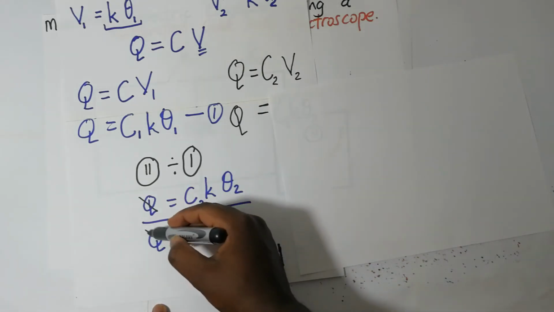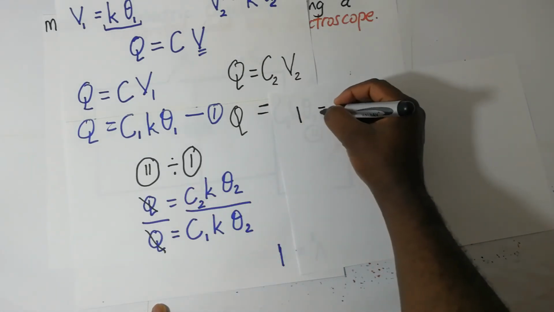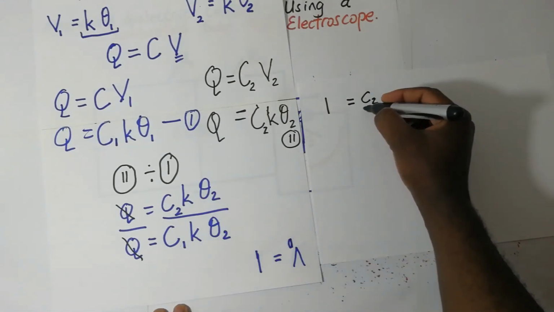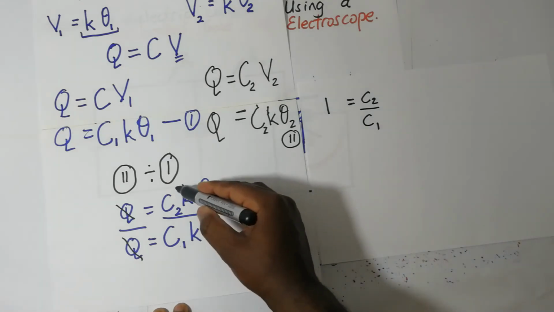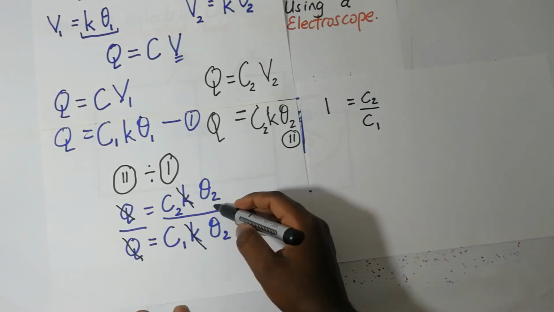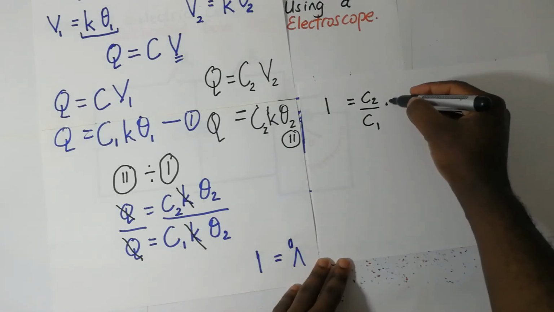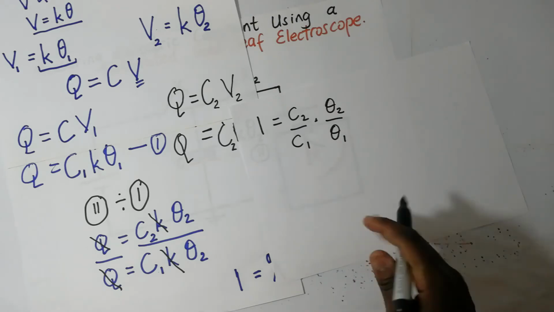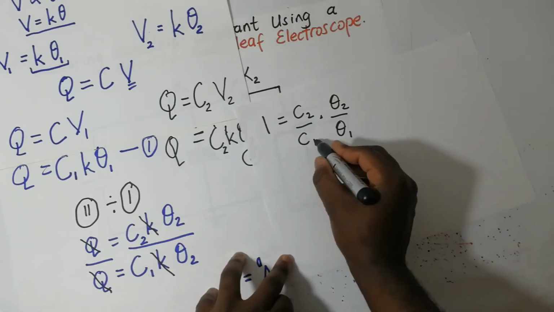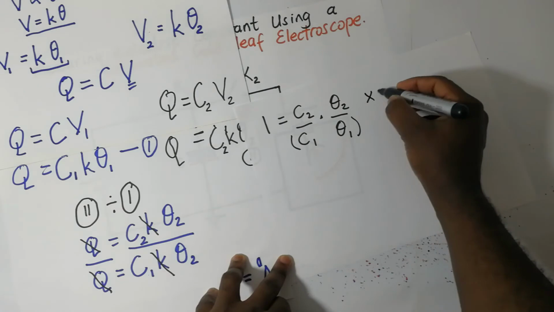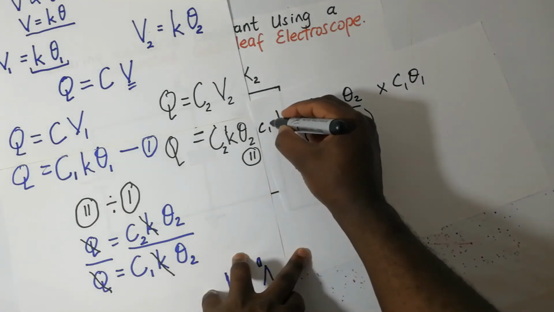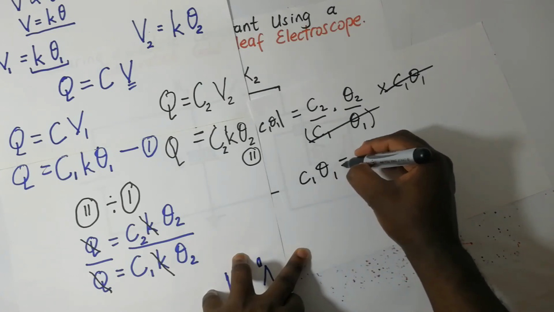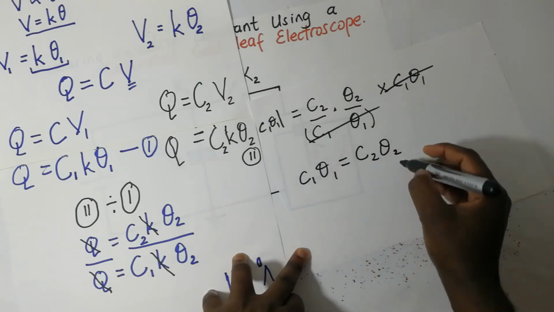This Q divided by that Q gives us 1, which is going to be equal to C2 over C1. These constants will cancel out, then we shall remain with theta 2 over theta 1. Let's make this a flat equation. We can multiply the denominators on both sides, times C1 theta 1. This goes with that, and you remain with C1 theta 1 giving you C2 theta 2.